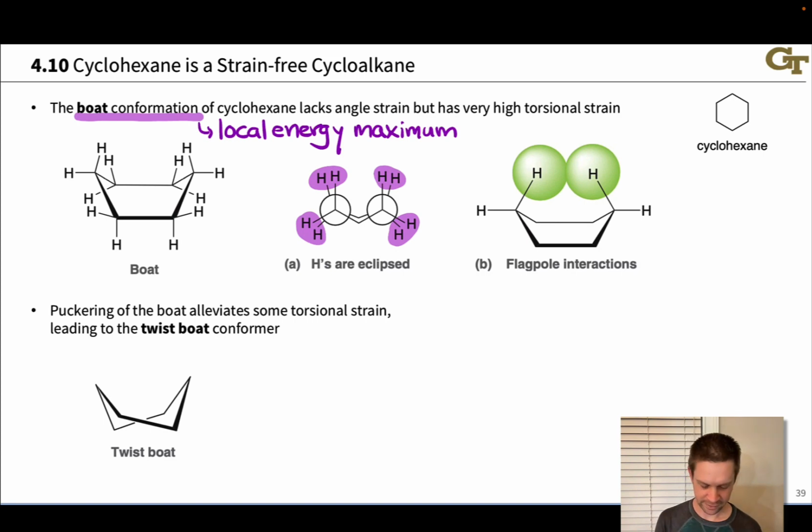There's also a steric interaction between the two H's that are in a 1-4 relationship at the kind of bow and stern, if you like, of the boat. And this is known as a flagpole interaction because these CH bonds, if we think of the boat conformation as a boat, look like flagpoles at the front and back of the boat.